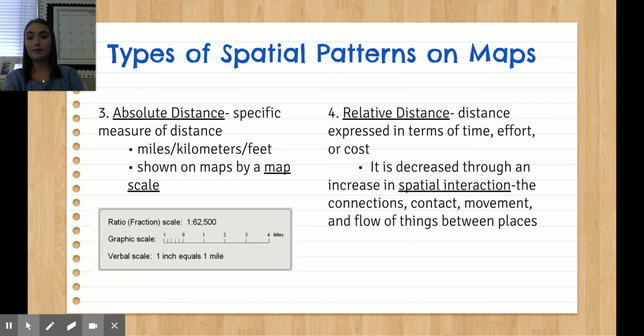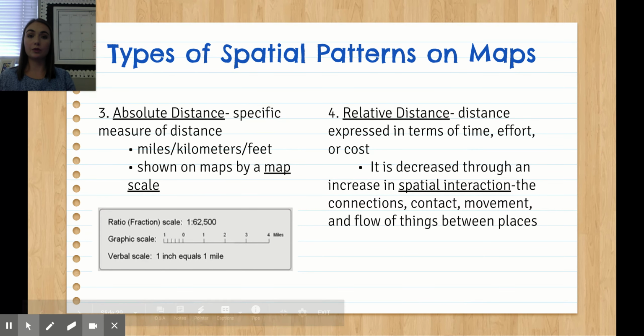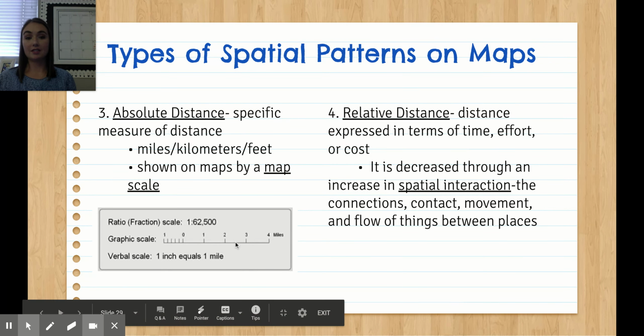Same thing with distance. So you have absolute distance, the specific measure of distance, whether that's miles, kilometers, feet, anything. On a map, that is shown by the map scale. So there'll be one of these on the map, and it'll say like 1 inch equals 1 mile. So on the map, if you measured it with a ruler, you could absolutely know the distance between here and Baton Rouge if you took your ruler and you measured it, because they've put the map to scale.